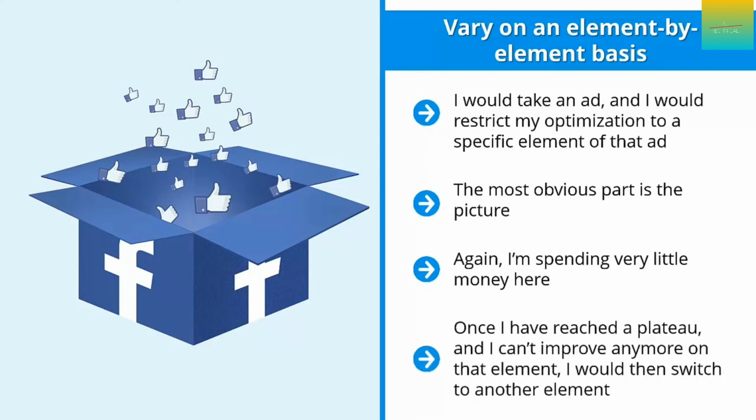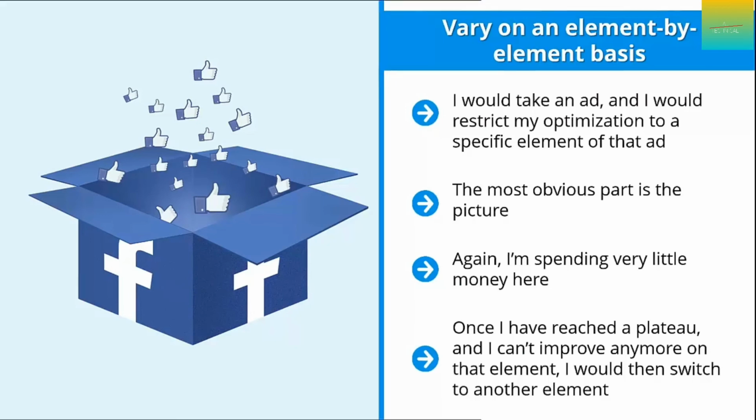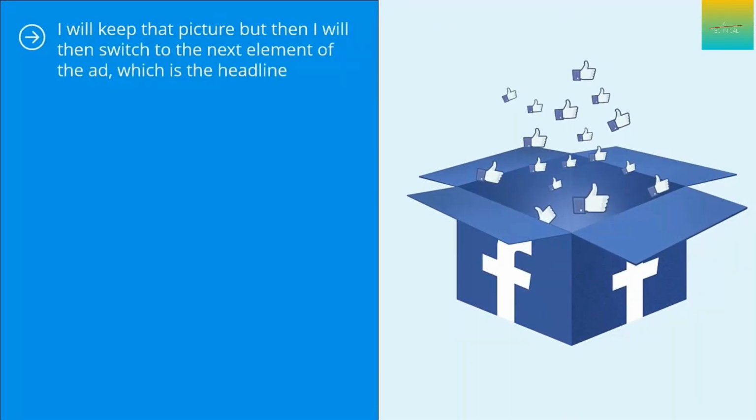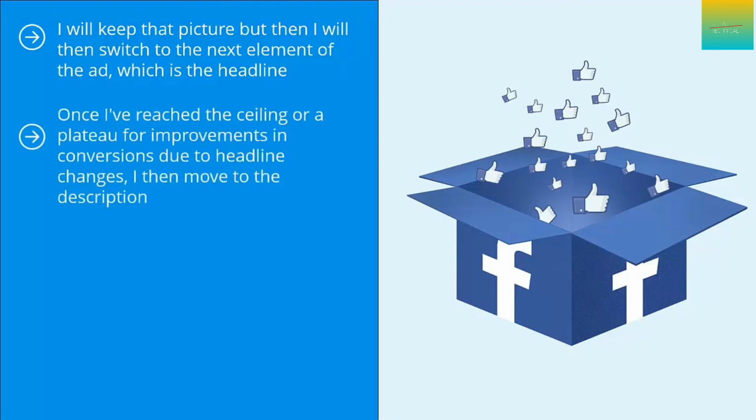Once I have reached a plateau and I can't improve any more on that element, I would then switch to another element. For example, if I'm running a campaign for dog food and I notice that my best performing picture after a series of variations is a picture of a chihuahua that seems to be smiling, I will keep that picture, but then I will switch to the next element of the ad, which is the headline. I would then keep varying the headline to see if I can improve the conversion rate of that ad. Once I've reached the ceiling or a plateau for improvements in conversions due to headline changes, I then move to the description. Do you see how this works?